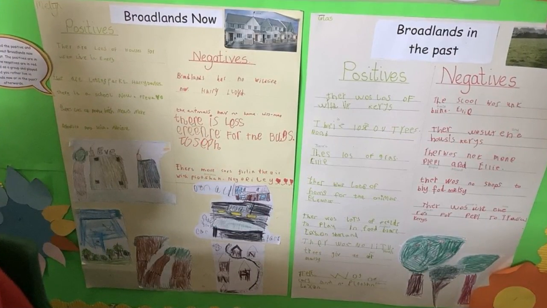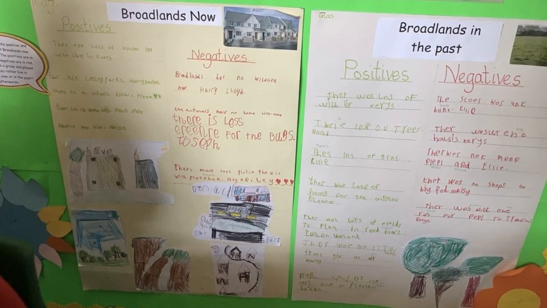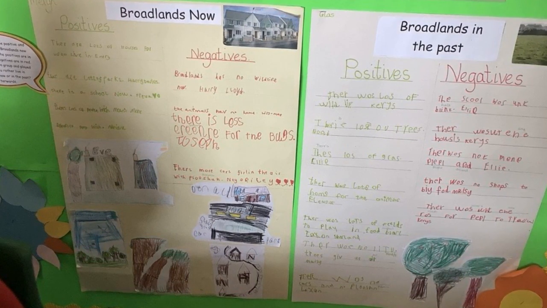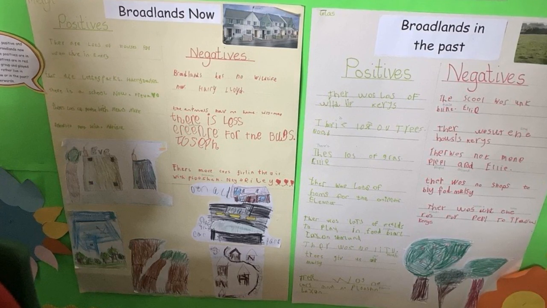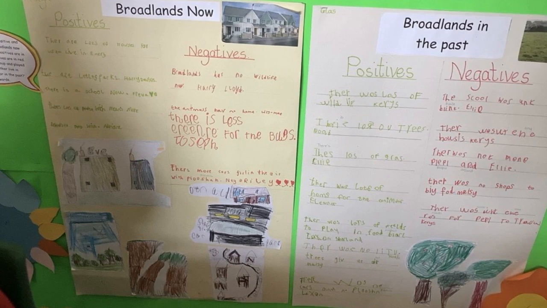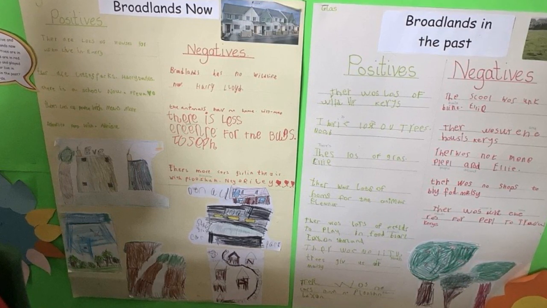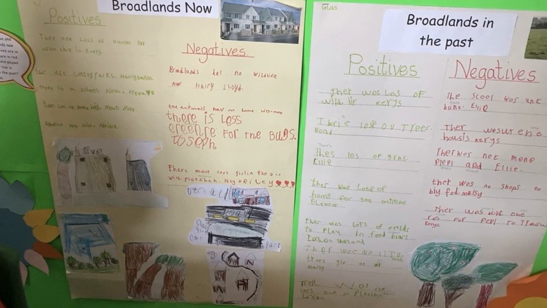The next activity undertaken by the children was to spend some time looking at photographs of Broadlands in the past and Broadlands in the present. The children were encouraged to notice the differences between them and then also to identify positives and negatives from the different eras, as you can see from the example work shown on the screen.